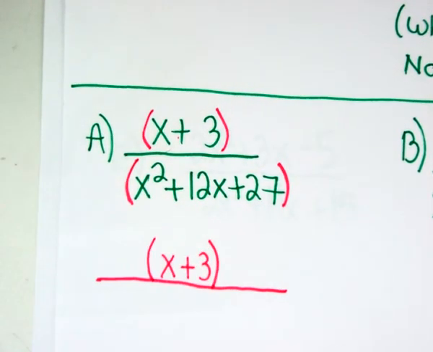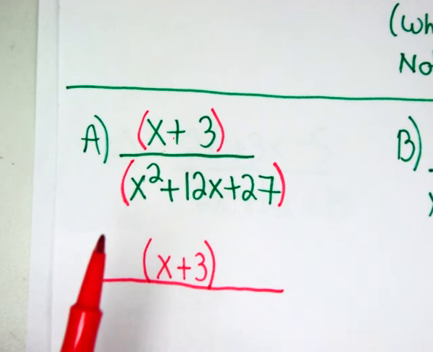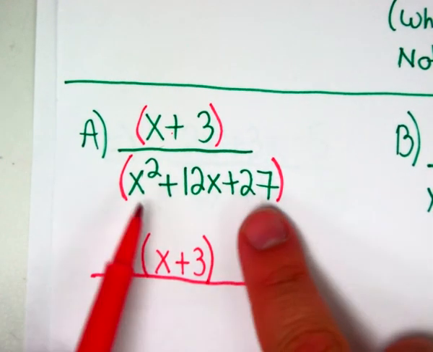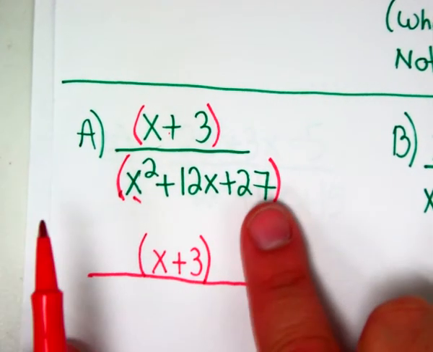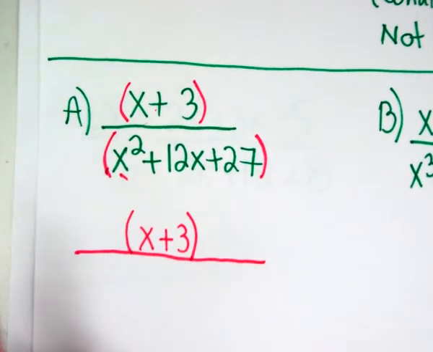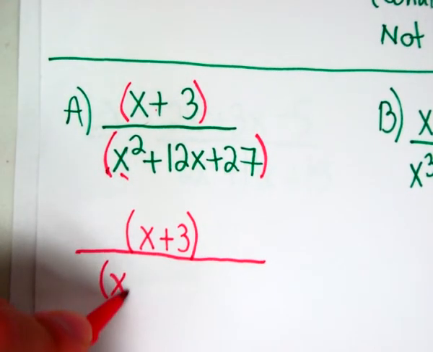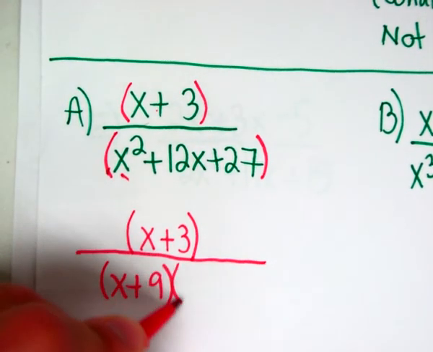However, my denominator, now this is where you're going to have to go back to your checklist. It's a trinomial leading coefficient of 1. So what we're going to ask is what are the factors of 27 that add up to 12? That just happens to be x plus 9 and x plus 3.